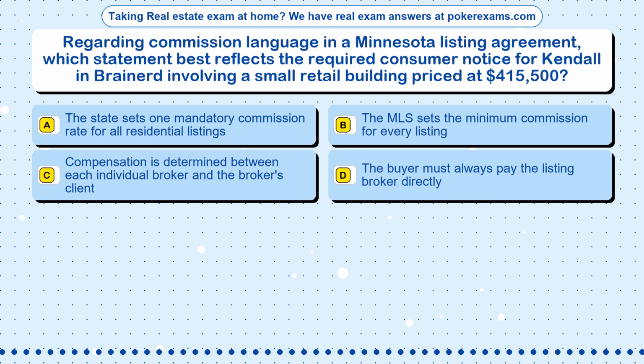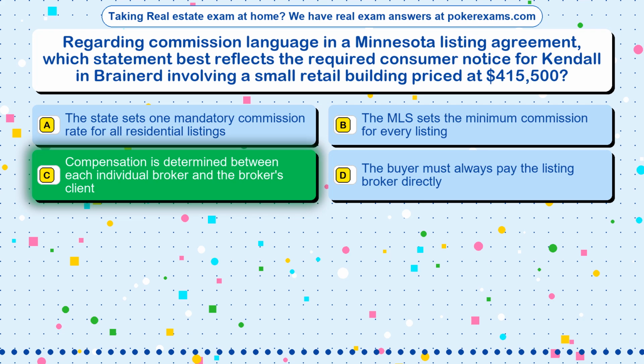Question 23. Regarding commission language in a Minnesota listing agreement, which statement best reflects the required consumer notice for Kendall and Brainerd involving a small retail building priced at $415,500? Option A. The state sets one mandatory commission rate for all residential listings. Option B. The MLS sets the minimum commission for every listing. Option C. Compensation is determined between each individual broker and the broker's client. Option D. The buyer must always pay the listing broker directly.